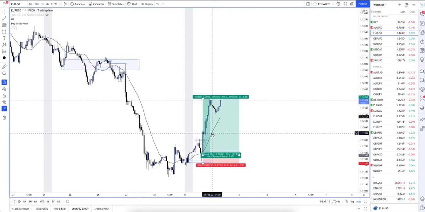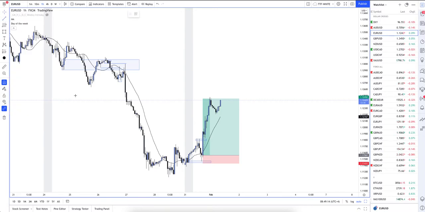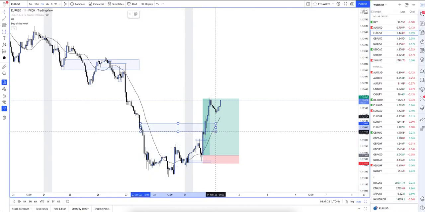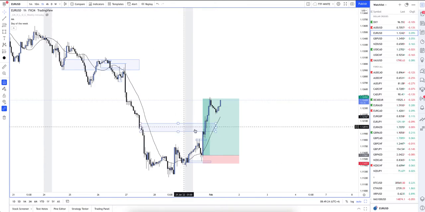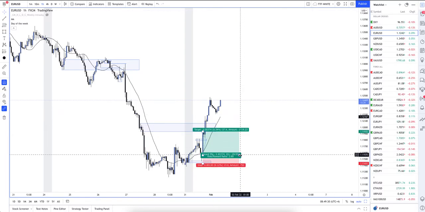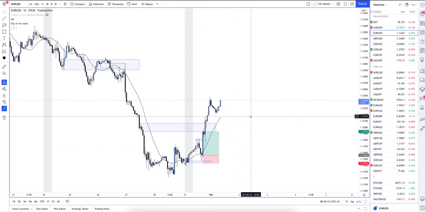Our target was actually 1.1191. The reason for that target is just because of this level right here, which is obviously a point of interest on the hourly time frame. So that was the reason why I was happy to take profits around the bottom of this region. Now, little did we know the DXY wanted to keep dropping, and actually would have provided a lot more in terms of risk reward.